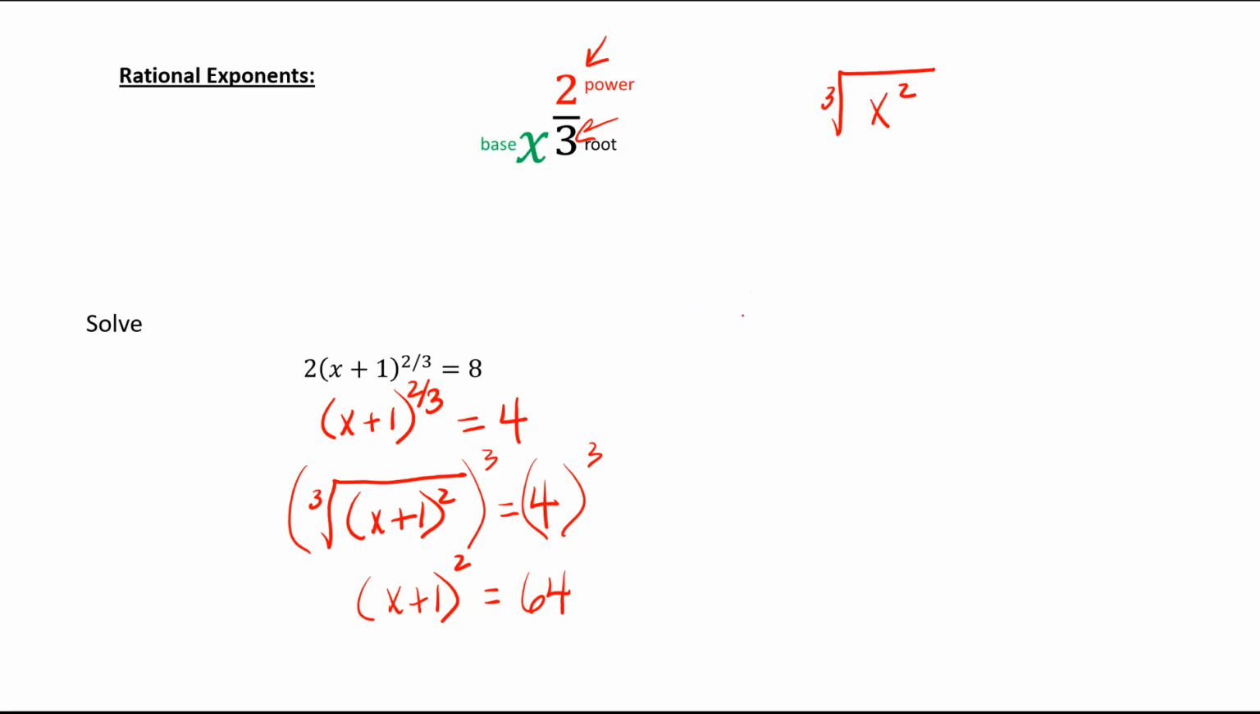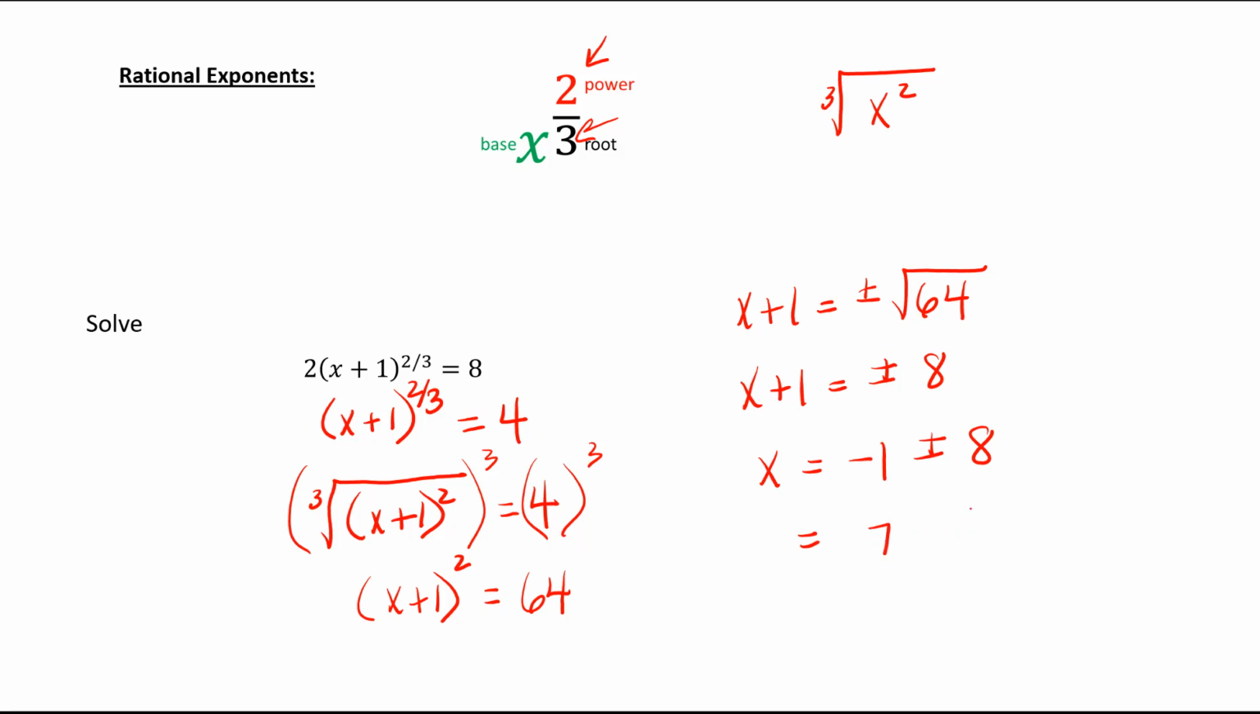So you're going to have x plus 1 equals, but remember, whenever you take the square root on both sides of an equation, you have to put plus or minus. So plus or minus the square root of 64. So x plus 1 is equal to plus or minus 8. So x is equal to negative 1 plus or minus 8. Negative 1 plus 8 is 7. Negative 1 minus 8 is negative 9.